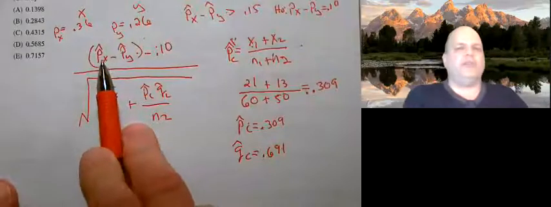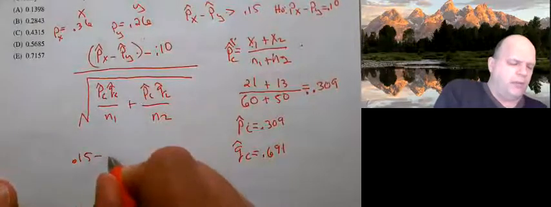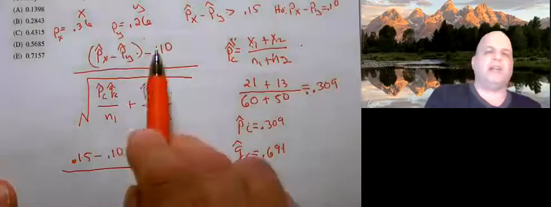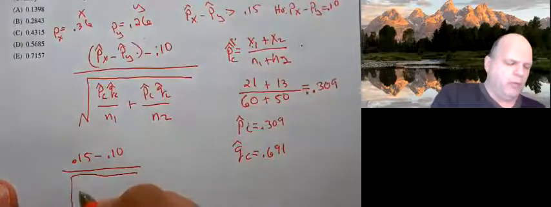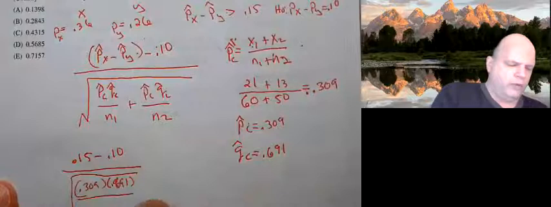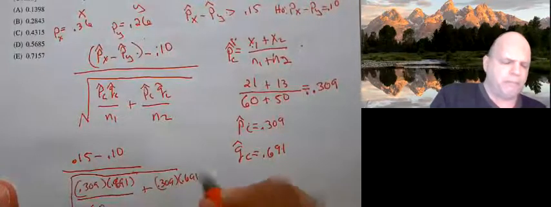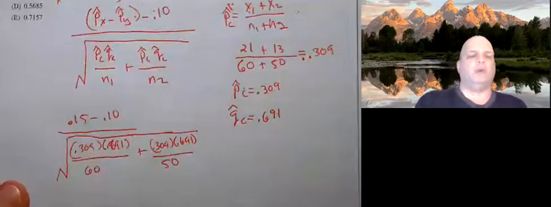And we know that they want this difference right here to be 15%. So my numerator is going to be 0.15 minus 0.10 because they're looking for a 15% here. We're expecting a 10%. And now we have 0.309 times 0.691 over 60 plus 0.309 times 0.691 over 50. And by the way, this is not one you can go straight up and do on the calculator.